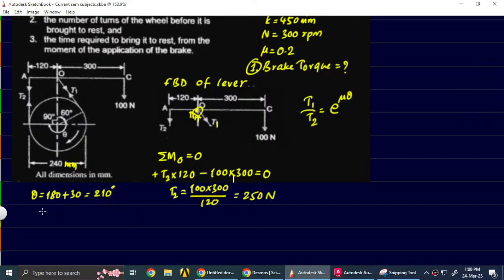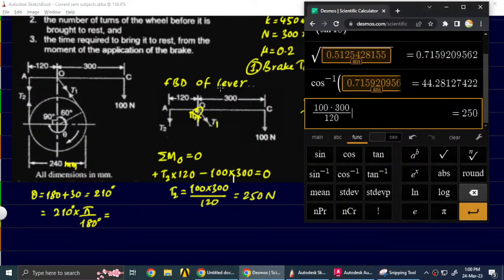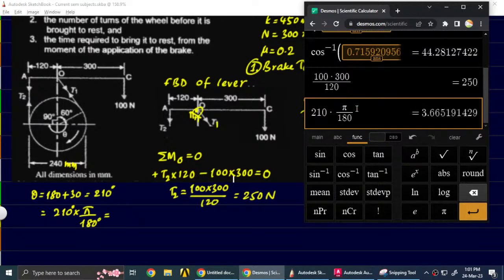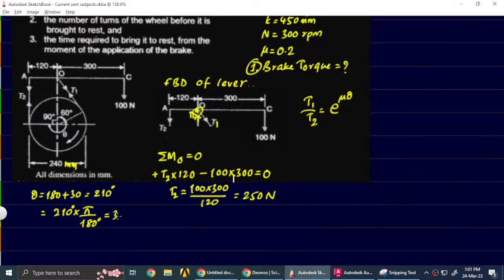So this degree we need to convert into radians. Fine. So we'll have to multiply by pi by 180 degrees. So degrees are going to cancel out, and substituting this value, we will get the value of the angle in radians. So 210 into pi divided by 180, so 3.67. Fine. So this is the value in radians, and the radians value needs to be substituted over here, not the degree value.